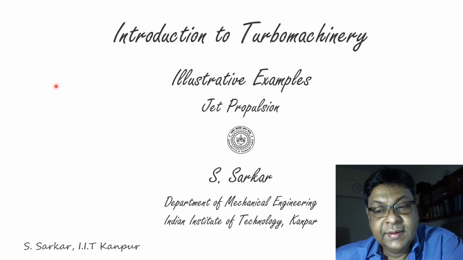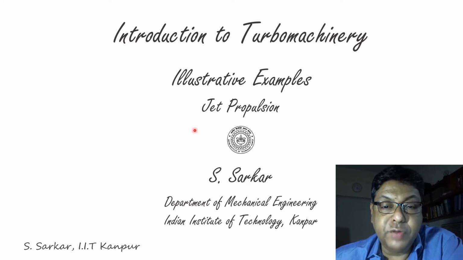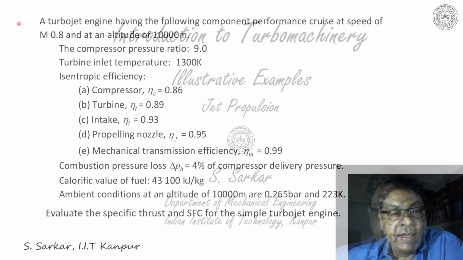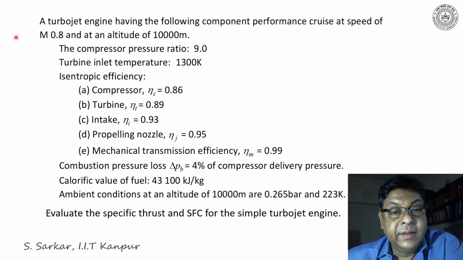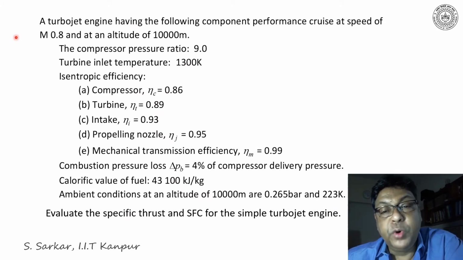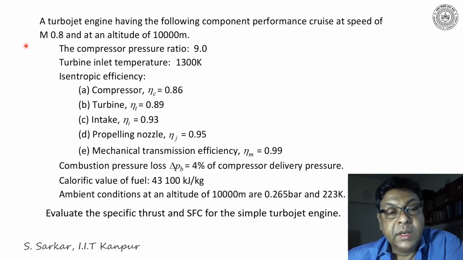Good morning. I'll solve today a problem on jet propulsion. A turbojet engine having the following component performance cruises at a speed of Mach 0.8 at an altitude of 10,000 meters. The compression ratio is given as 9.0. Turbine inlet temperature is 1300 K.